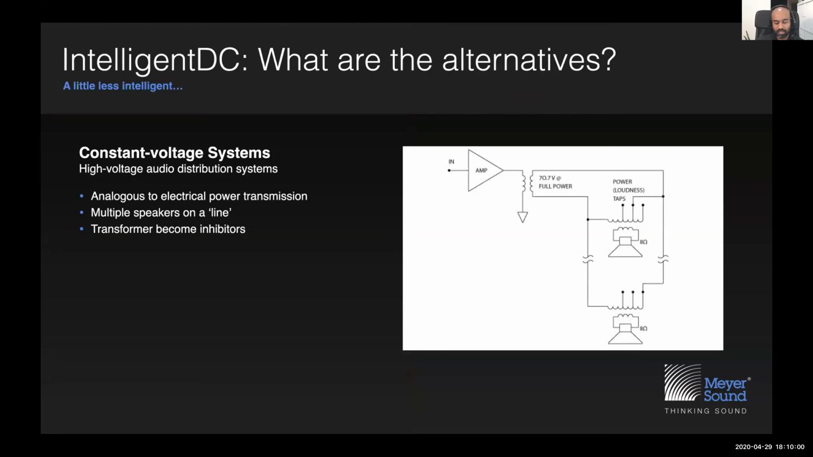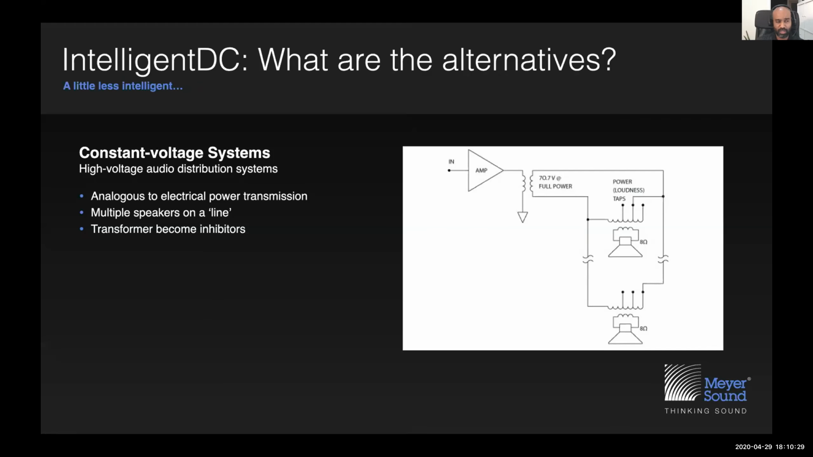These systems rely on the same transmission technology that power grids use to send electricity to your homes. So at the grid, you have a step-up transformer, which brings the voltage up, and thus brings the current down. And then at the destination, you have a step-down transformer, which would bring the voltage down and current up again.